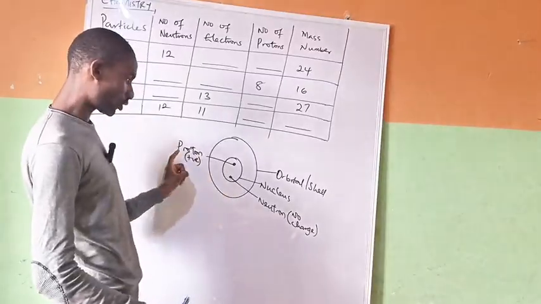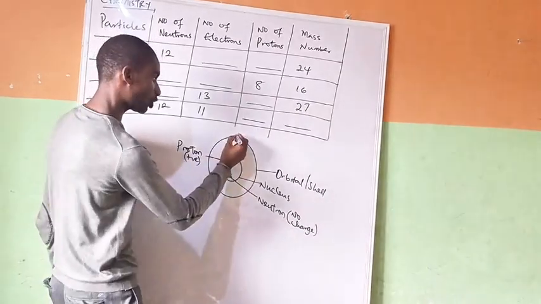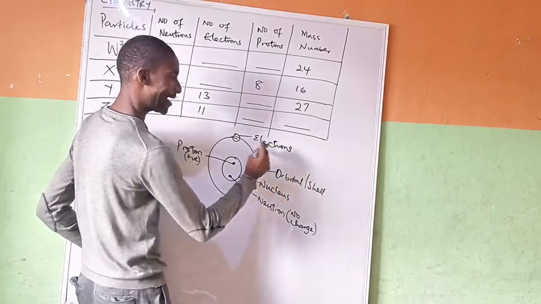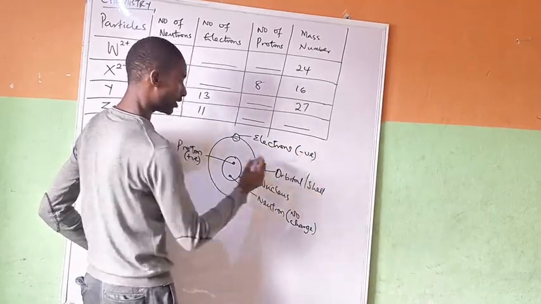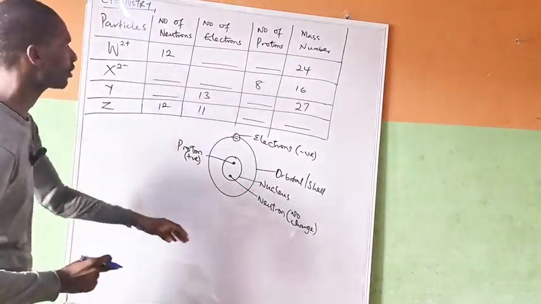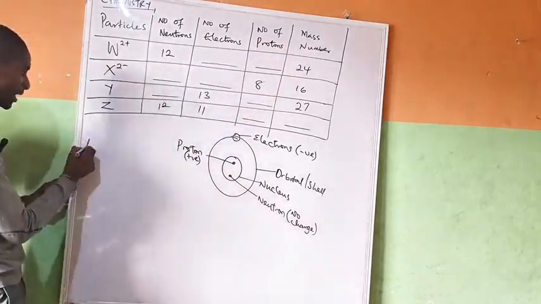I've spoken about the proton, which is positive, the neutron, which has no charge. Then there's a third particle called the electrons, and the electrons are negatively charged. They are located on the orbital or the shell. The next thing we talk about, let's quickly talk about mass number and atomic number.